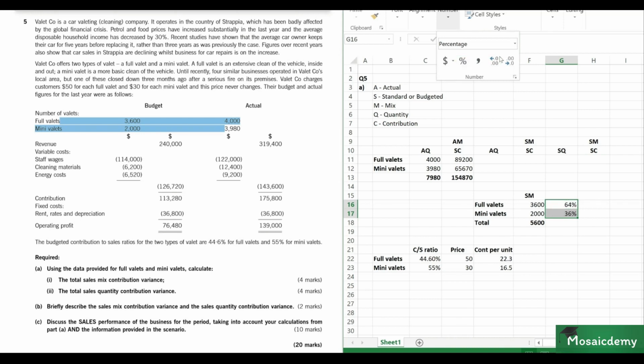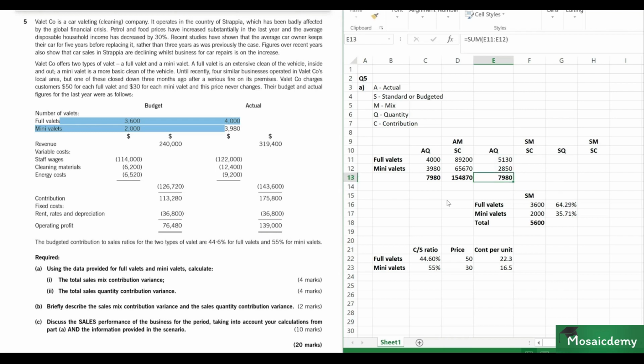So let's make this a percentage, right? Okay, but the proportions, as we can see, the actual proportions are closer to 50-50%. So if they had stuck to the standard mix proportion, then they had sold 7,980 units in total, and 64% of those were full valets. Approximately 5,130 would have been full valets, and the remaining 35.71% or 2,850 would have been your mini valets.